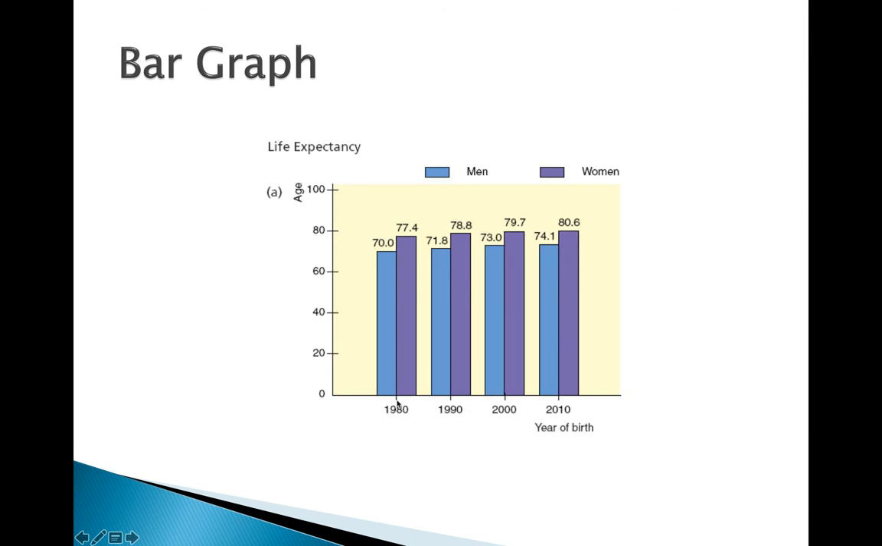We've got that this was the year 1980, and since the life expectancy apparently of men born in 1980 is 70, its bar goes up to where 70 would be represented on the vertical axis, and for women it was 77.4, so its bar is slightly taller.